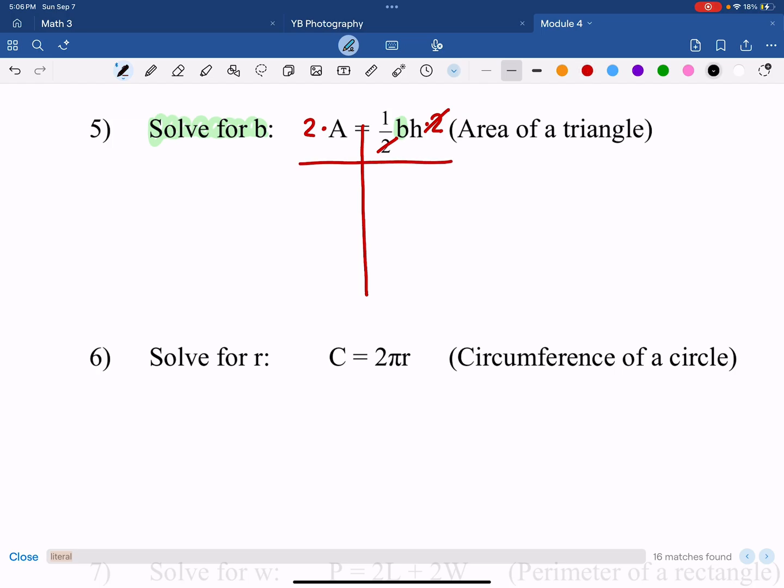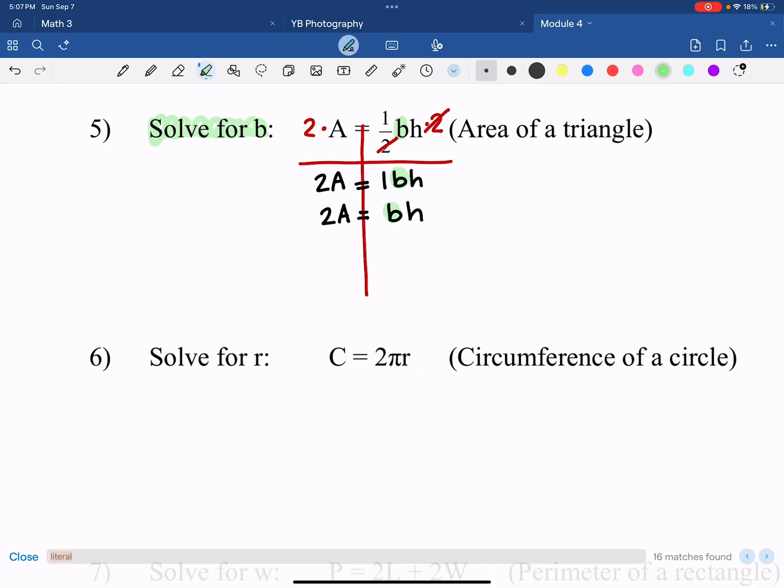After I do that, I am left with 2a on this first side. And on the other side, I'm left with the 1bh. Now, I'm going to remind ourselves that we are looking for this letter right here. There are 2 more things that I have in the way of it being by itself, the 1 and the h. But we can go ahead and take care of that 1 right now. 1 times anything is just itself. So this is really the same thing as just saying 2a equals bh, since multiplying that 1 is not going to change anything. Okay, after I do that, again, I still want this b by itself.